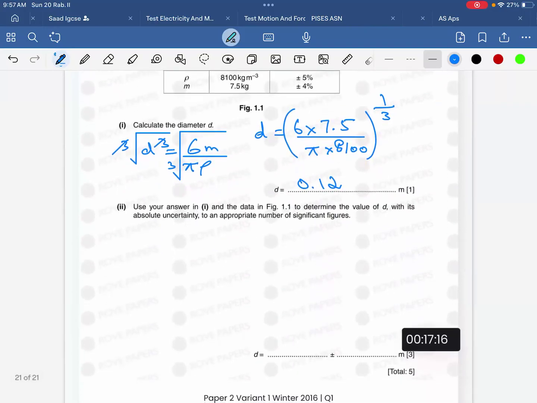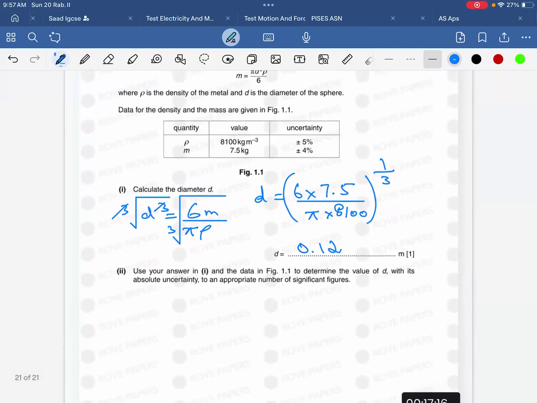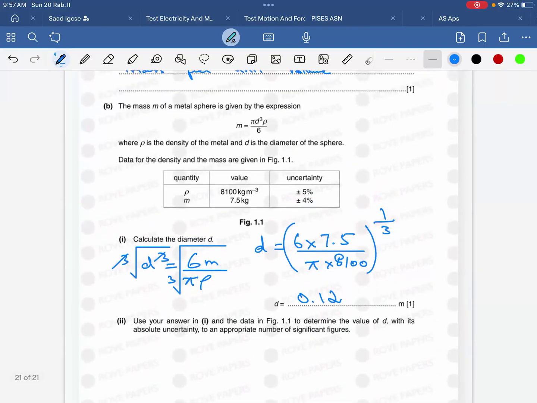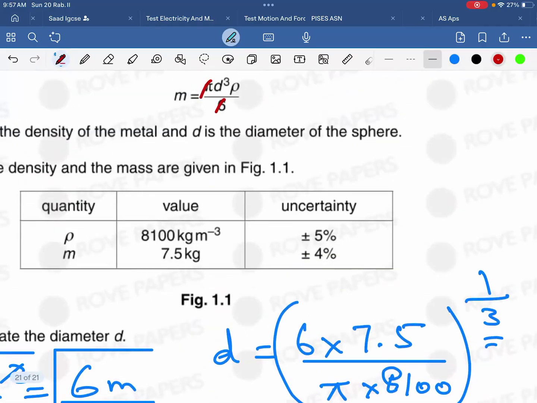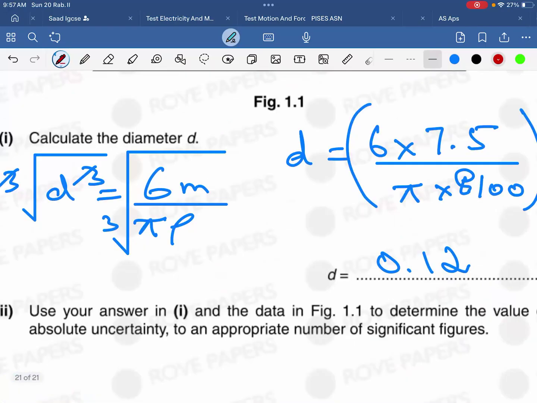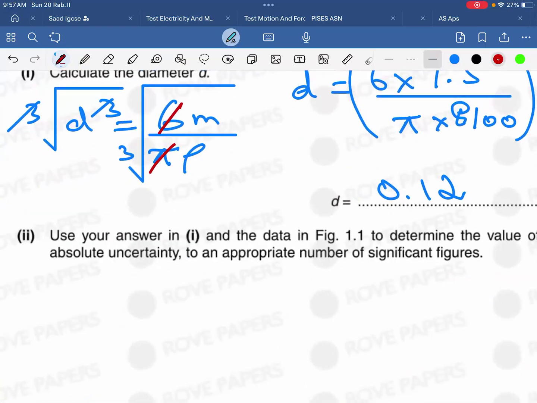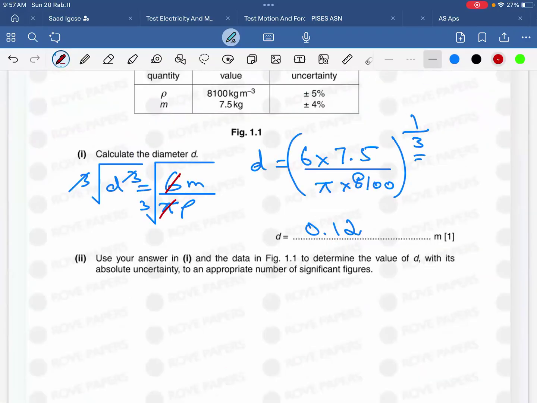Now the next is use your answer in modern data to determine the value of d with its absolute uncertainty. Okay, so absolute uncertainty will be calculated, but this time you need to be very careful. This 1 upon 3 is the exponent. This should be multiplied by all the percentages. We don't need to work on the uncertainty of pi and 6. Only mass and density uncertainties would be taken.